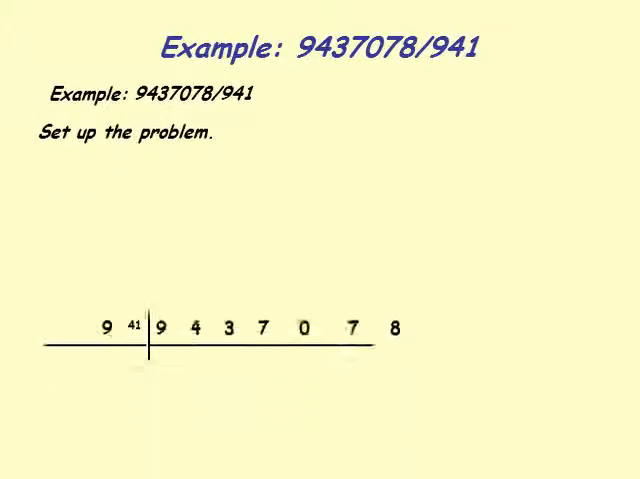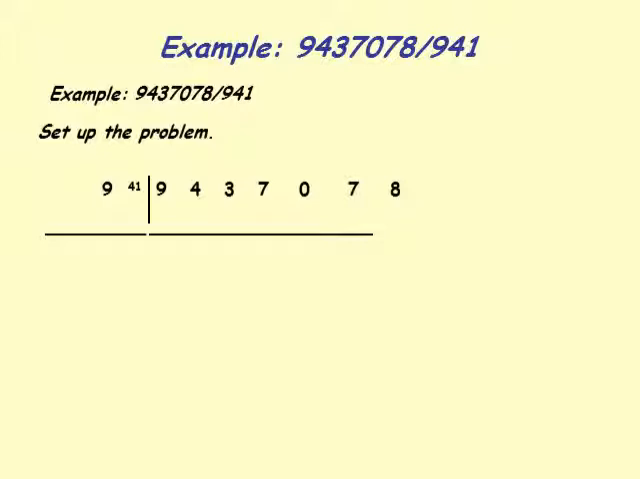Let's see what the setup is. Here is my dividend, and here is my divisor. 9437078 is the dividend and 941 is the divisor. First thing we do is divide both the dividend and divisor by 100. What we are trying to do is leave only one digit of the divisor on one side and the rest of it as a remainder.